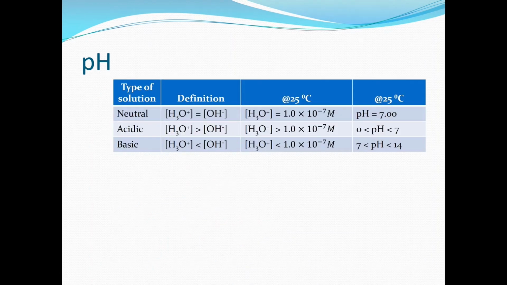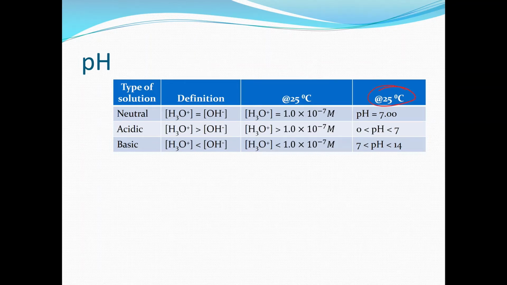Okay, so let's add that column to our definitions here. So neutral, acidic, basic, we have our definitions in terms of how the ions relate to each other. So hydronium ion is equal to hydroxide for a neutral solution, hydronium is greater than hydroxide for acidic, and hydronium is less than hydroxide for a basic solution. If we're doing this at 25 degrees Celsius, we have actual numbers to compare those things to, because that's our neutral. And what that means then is that our pH scale has something to compare to also.